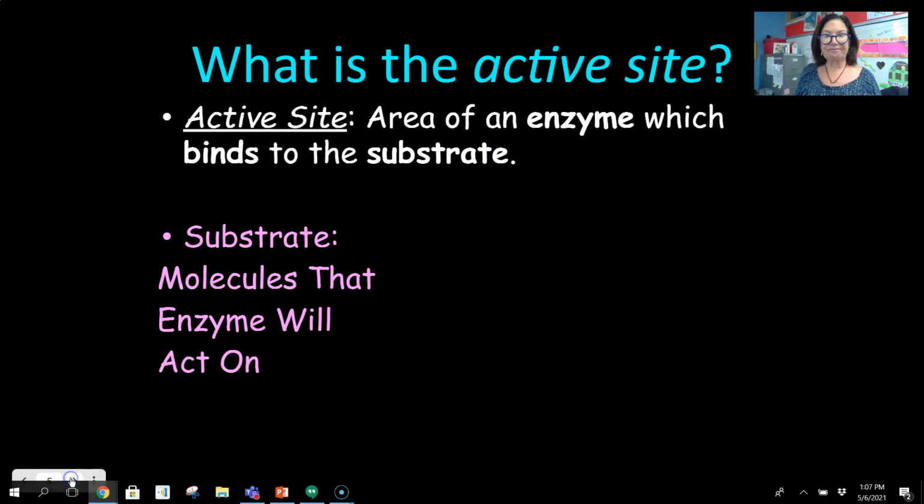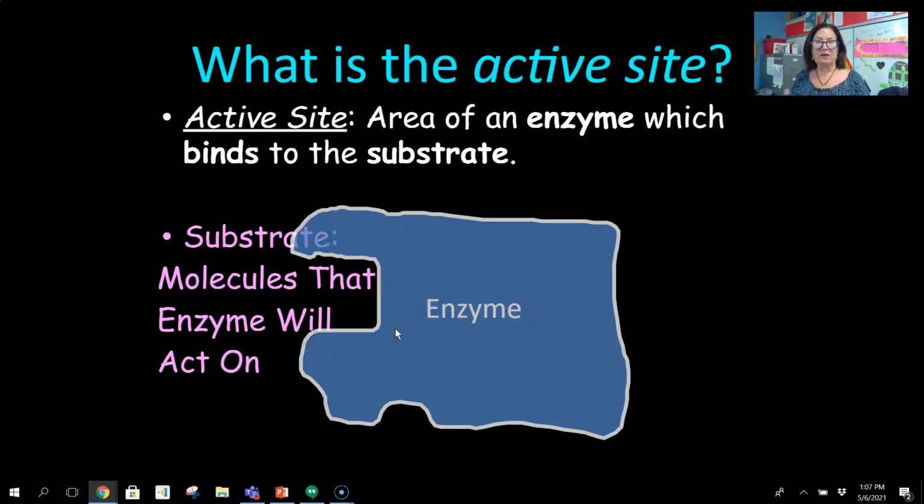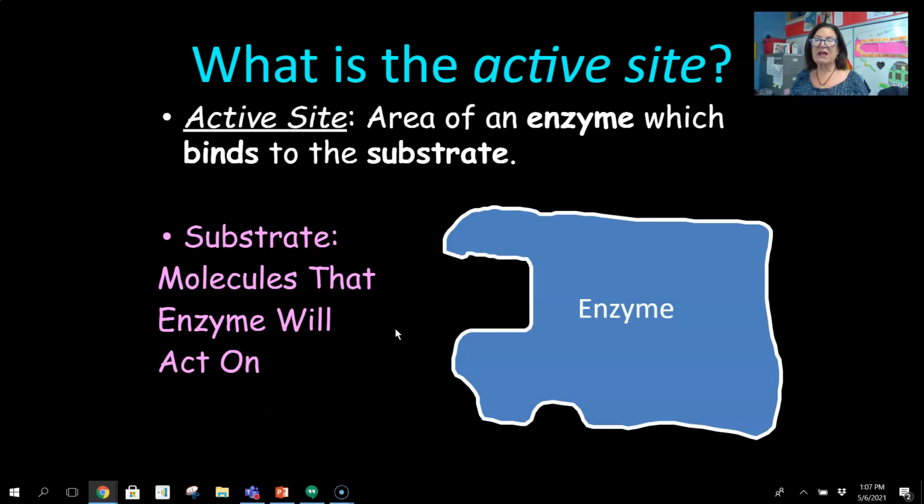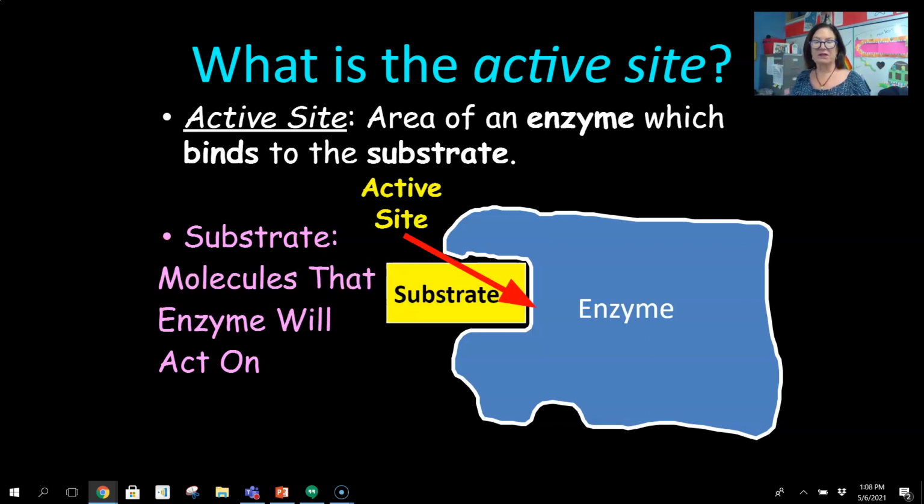Alrighty. So what is an active site? Well, an active site is the area where the substrate is going to bind. If we look here, see how this little notch is cut out here for the enzyme? The substrate is going to fit right in there. And fitting in this opening is called the active site.